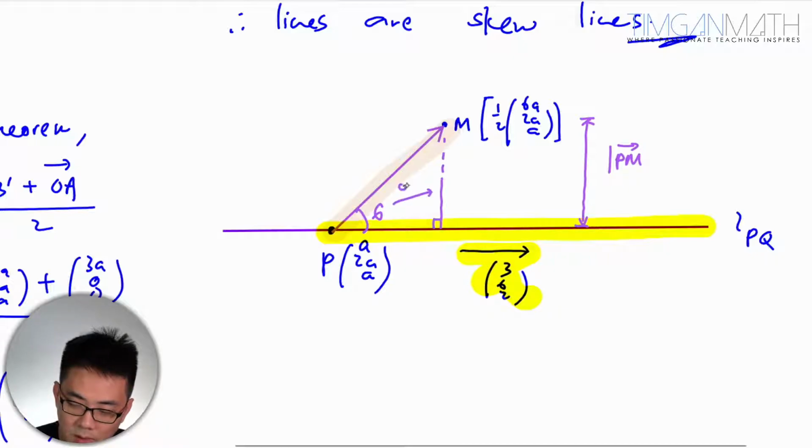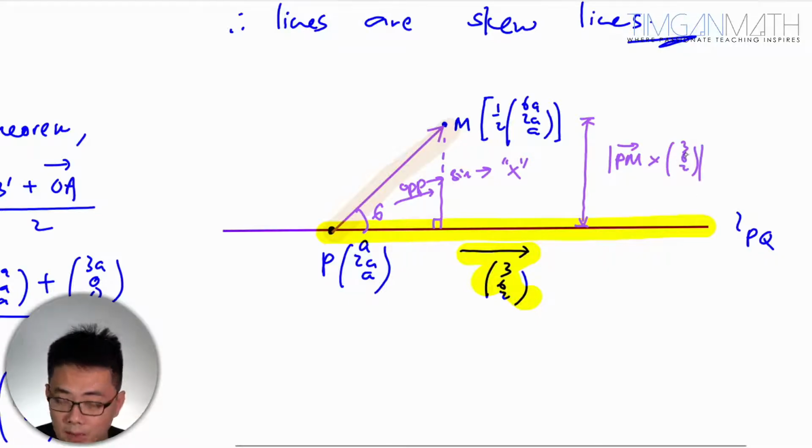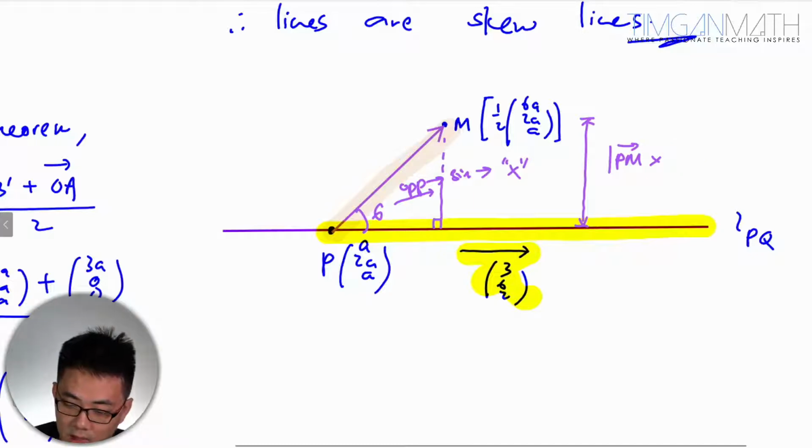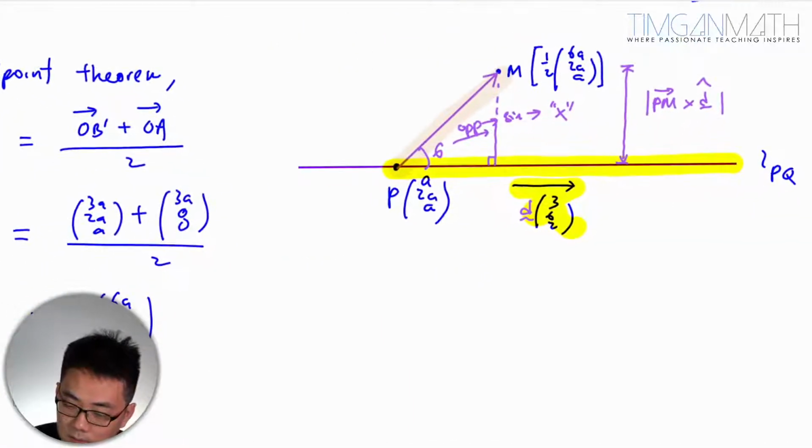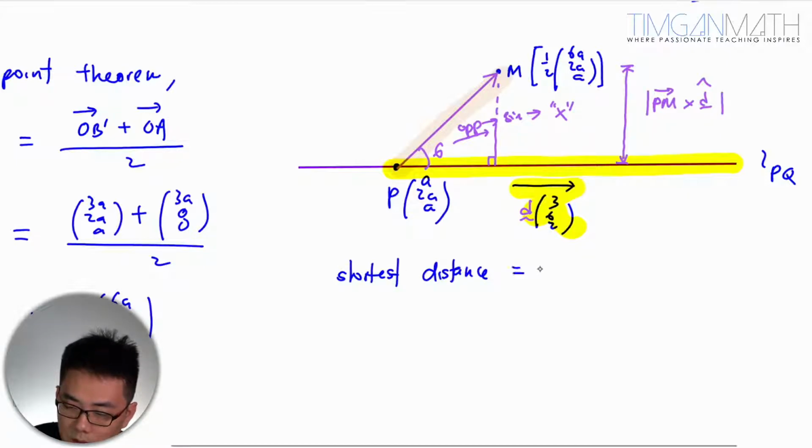This is opposite. Opposite will correspond to cross product. Opposite, in secondary school we learned, is sine. Sine will correspond to cross. So this will be PM cross 3, 6, 2. Just take the two vectors and cross them, but you do not unit vector the hypotenuse. The direction vector here is D, so you unit vector the direction here. So that's about it. So the shortest distance would then just be PM cross with the unit vector.